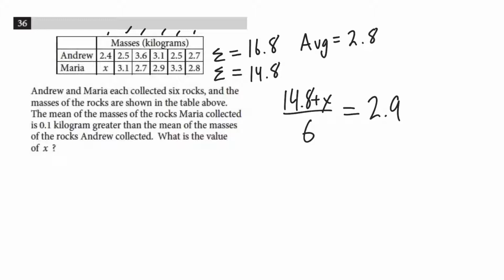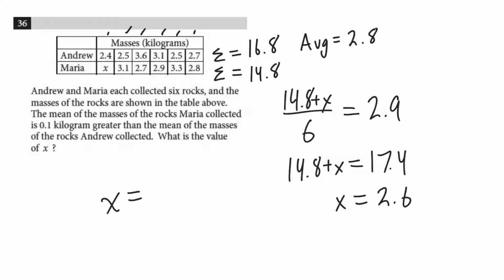Okay? So I'm going to multiply both sides by 6. Plus x. Multiply both sides by 6. 2.9 times 6, I get 17.4. And then I'm going to subtract 14.8 from both sides, and I get 2.6. So x equals 2.6.